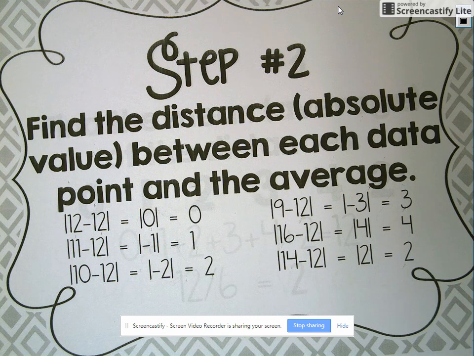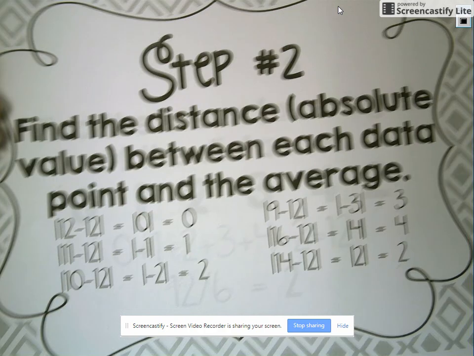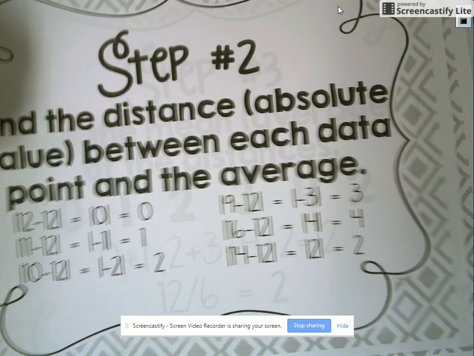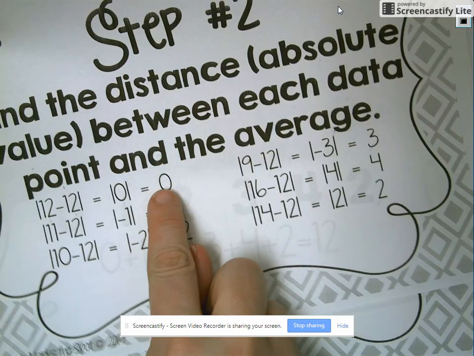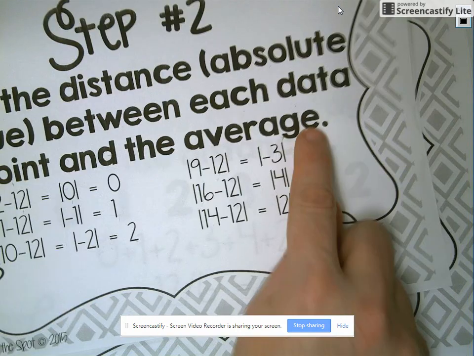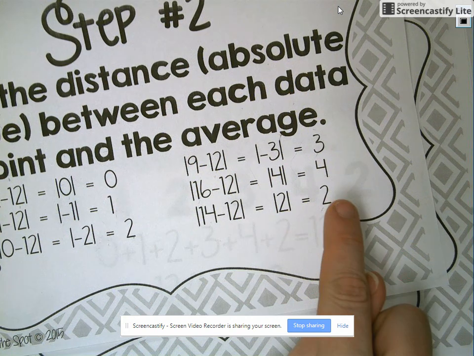Please pause the video now so that students can write down this step. Okay, step 3. You now find the mean or the average of all the distances you just found. So all of these numbers, now we're going to find the mean of these numbers.